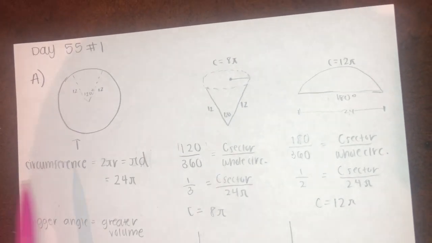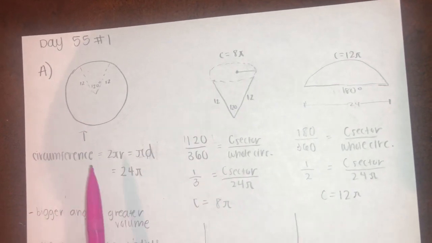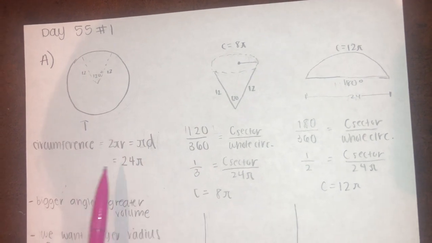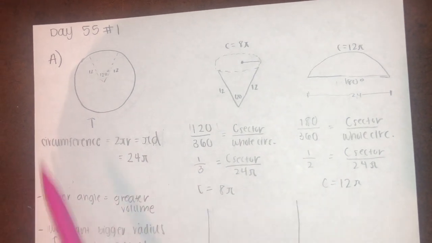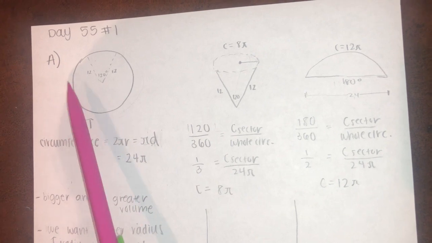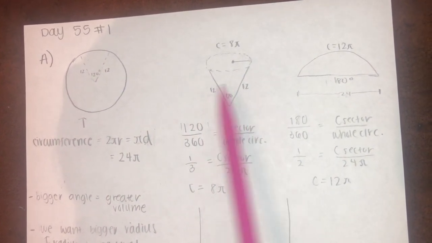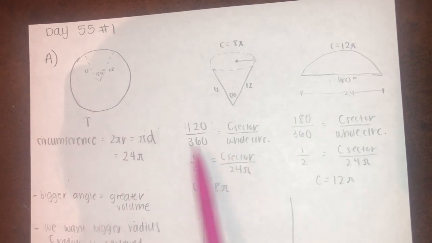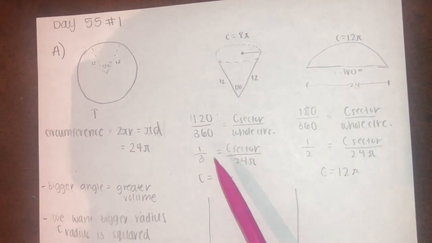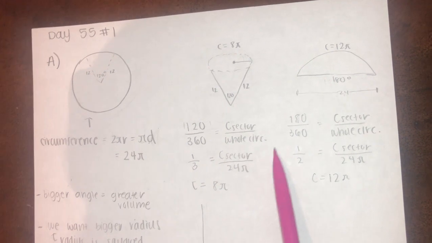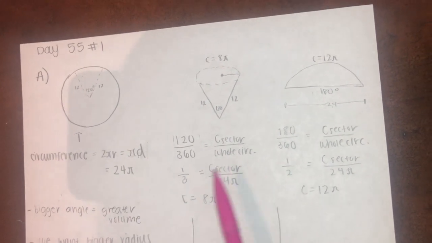So first I found the circumference of the whole circle, which equals 2 pi r, which equals pi d, which equals 24 pi. Then I got one sector, which is 120 degrees, and we know that these lengths are 12 because the radius of the whole circle is 12. So then we can use the equation of the circumference of the sector to find our circumference.